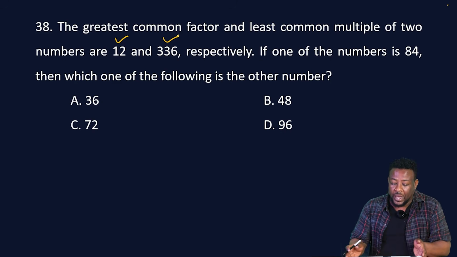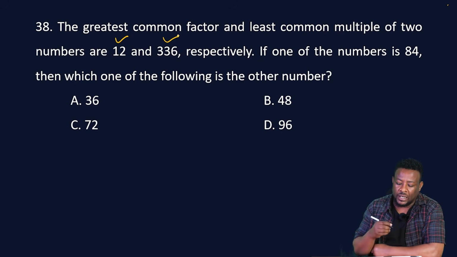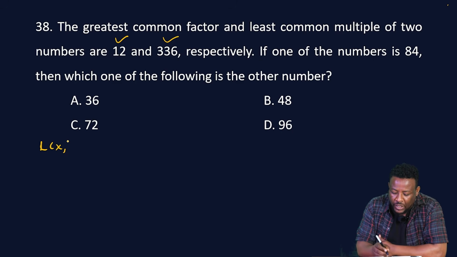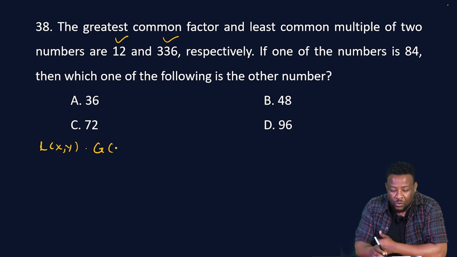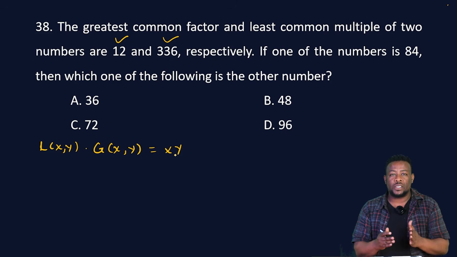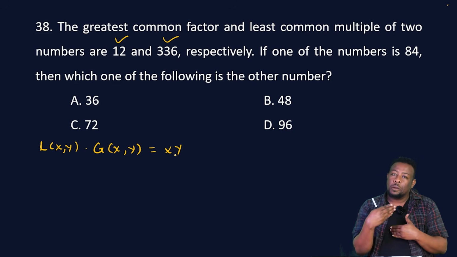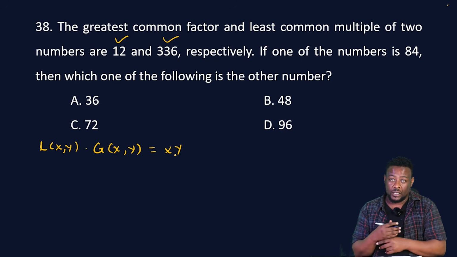Okay, so to answer this question, there is one property we need to know. If we have two numbers x and y, the least common multiple (LCM) of x and y times the greatest common factor (GCF) of x and y equals the product x times y. Always, if we have two numbers, the least common multiple times the greatest common factor gives the product of the two numbers.